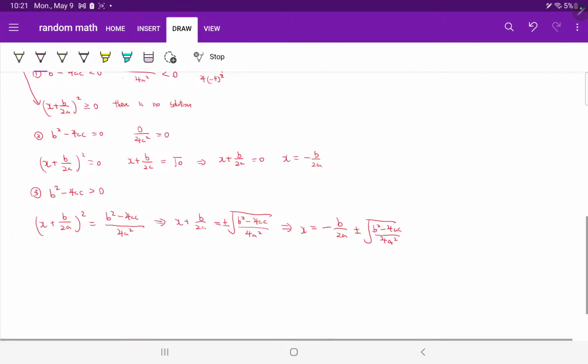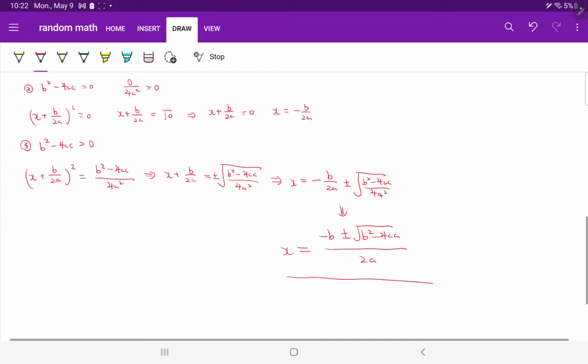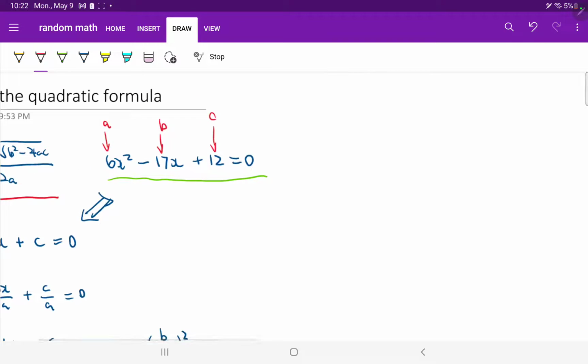And this ultimately becomes x equals negative b plus minus the square root of b squared minus 4ac, over 2a, which is your quadratic formula right here. Sorry, x equals this, we just obtained it. And this will give us two solutions. If we go back to the original one, solving this will give us two solutions, one positive and one negative.